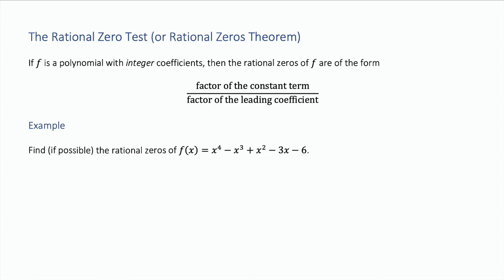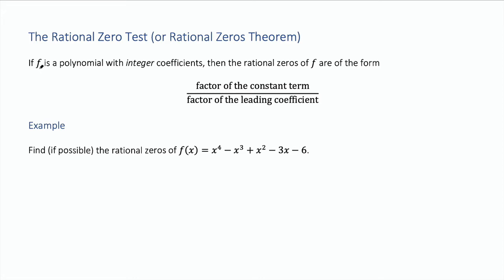When we're finding the factors of a polynomial, that is tied closely to finding the zeros of the polynomial. And so we'd like to be able to figure out how to do that. How can we find the zeros of a polynomial? And we have this test or this theorem here that's very powerful. We call it the rational zero test, or it's also called the rational zeros theorem.